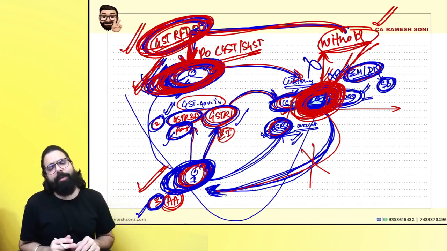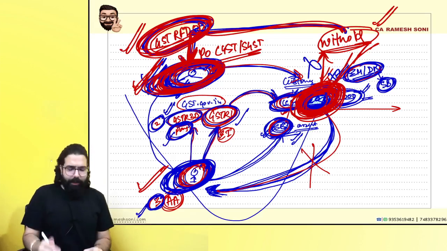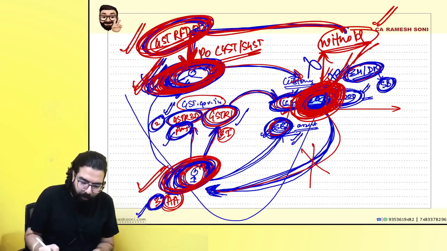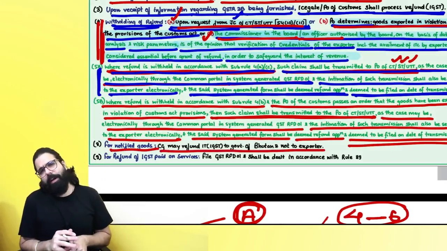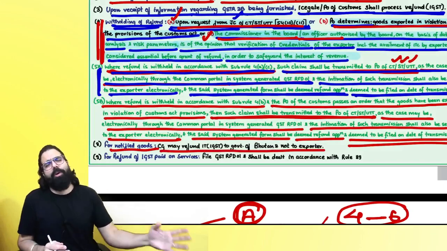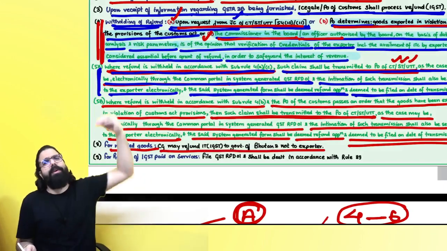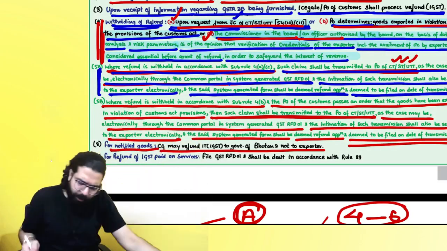But remember always, whenever withholding etc. is done, sir, in this scenario, the exporter is also informed electronically. For notified goods, the central government may give the IGST refund to the government of Nepal and Bhutan. For some notified goods, they are going ahead and telling that we will give the refund to the government of Nepal and Bhutan.